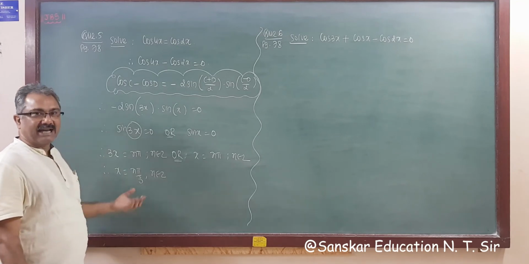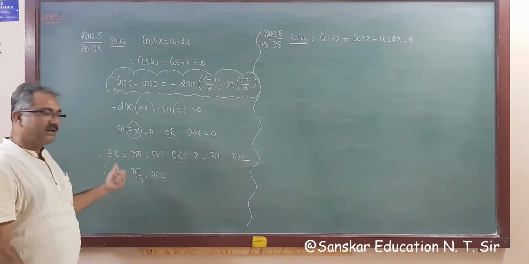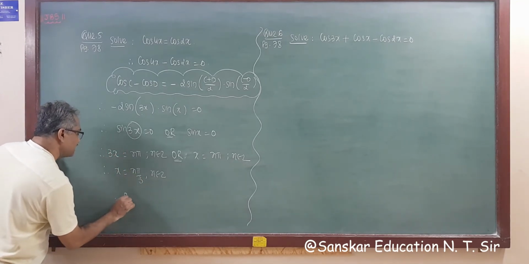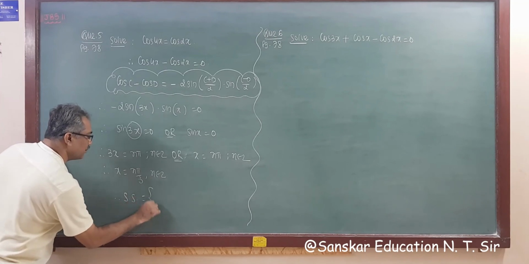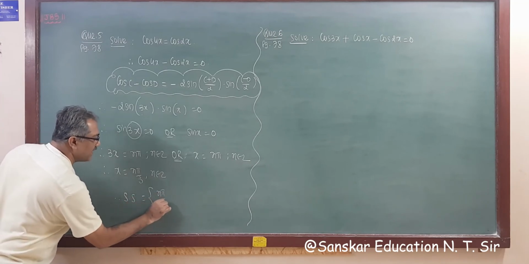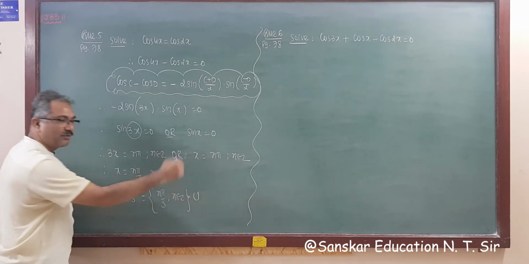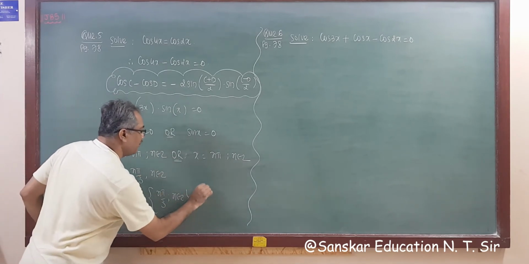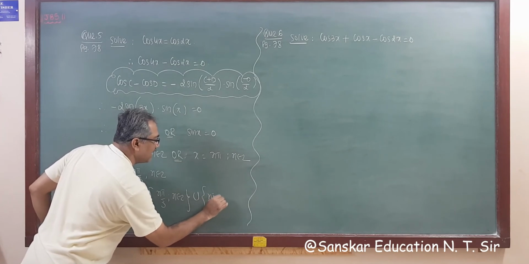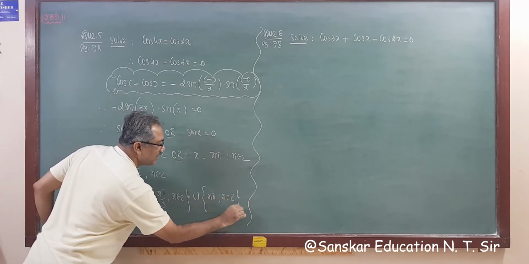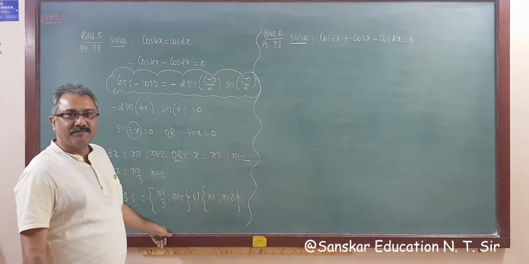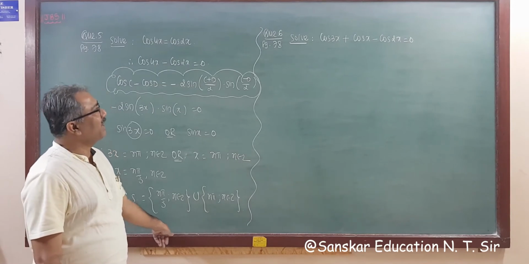So if you want to write the solution set, then the solution set is equal to one is n pi by 3, n belongs to Z, and another, you have to write union, n pi, n belongs to Z is your other answer. Got it? Any problem? Okay.